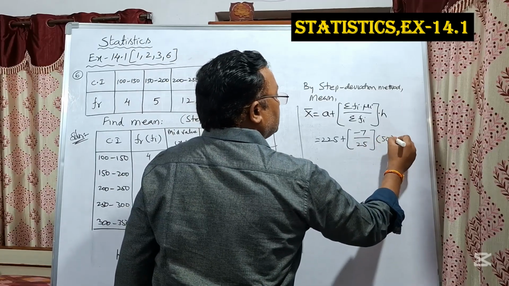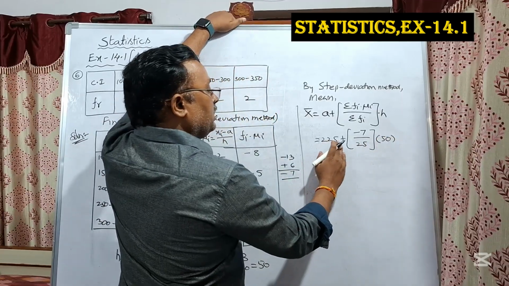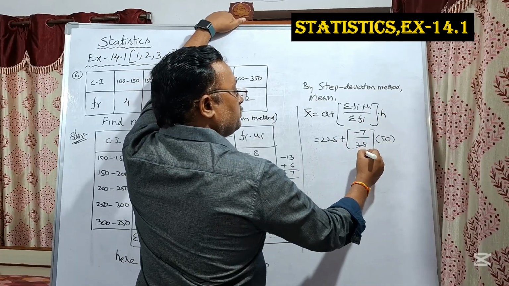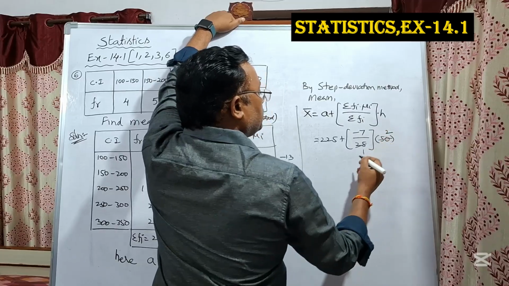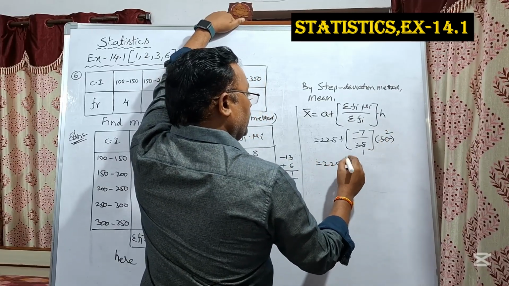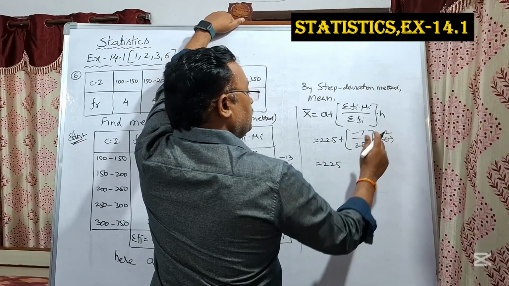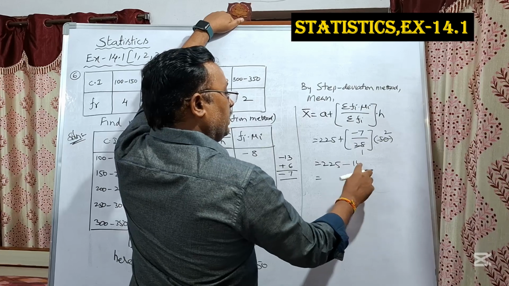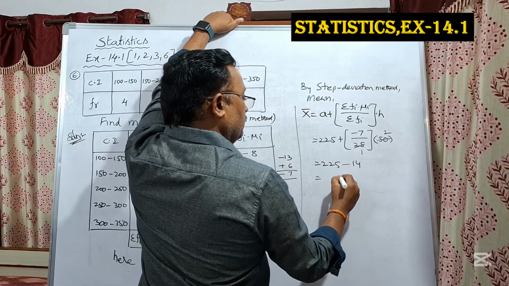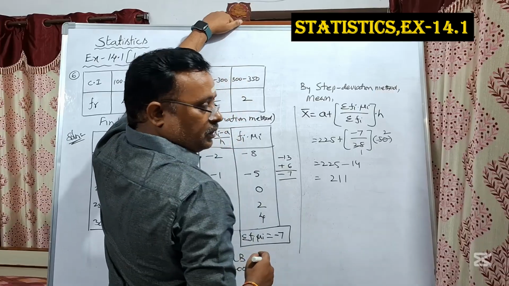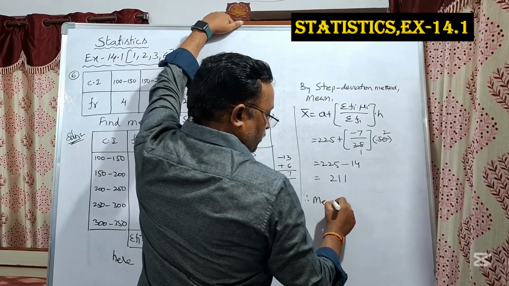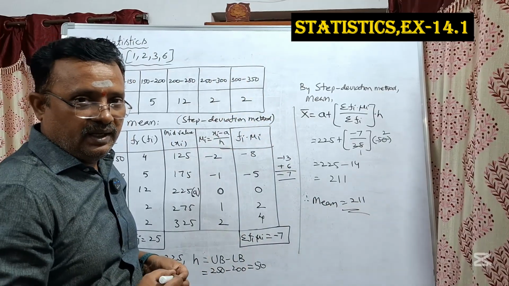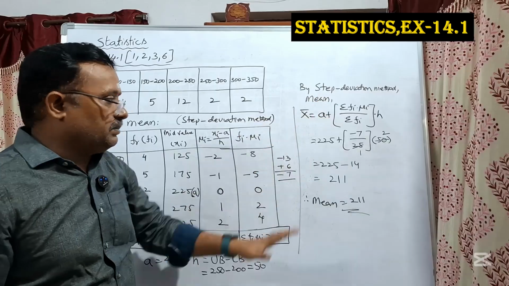Now simplify these values. 225 plus the right side value simplified, leave it like this. 25 times 1, 25 times 2, this is equal to 225 plus minus 7 into 2 is minus 14. 225 minus 14: 5 minus 4 is 1, 2 minus 1 is 1, 2, 211. Therefore our required mean for this data is 211. Is that clear? Right. This is the step deviation method.